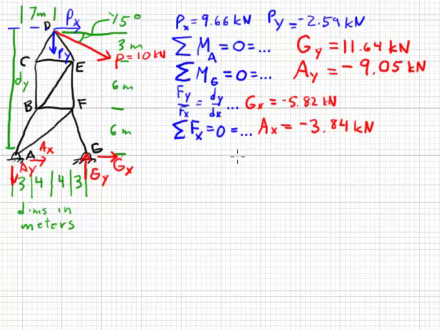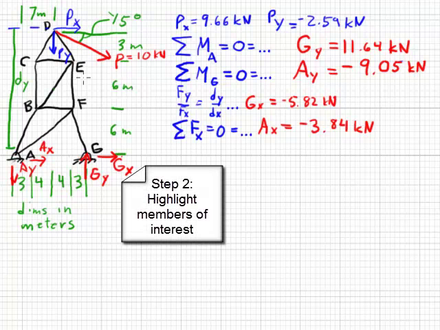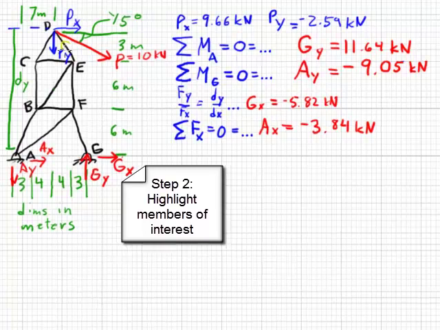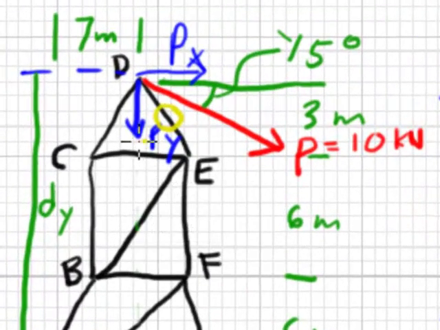So that is step one for a truss problem such as this. Step two is to highlight the members of interest. Which members are we trying to solve for? In this case, we are looking to solve for members DE, CE, and BE. We'll end up solving for some more, but that's probably enough for now.